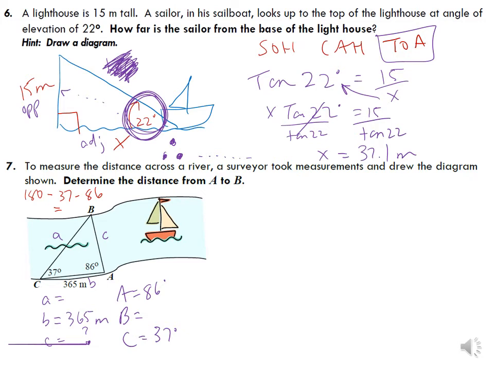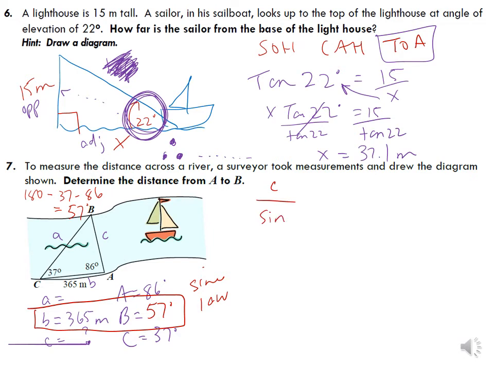180 minus 37 minus 86 gives us 57 degrees. So now we know angle B. And that's good because it completes letter B for us. So now the letter B is complete. That is our indicator to use sine law. And I'm looking for side C, so we'll start there.